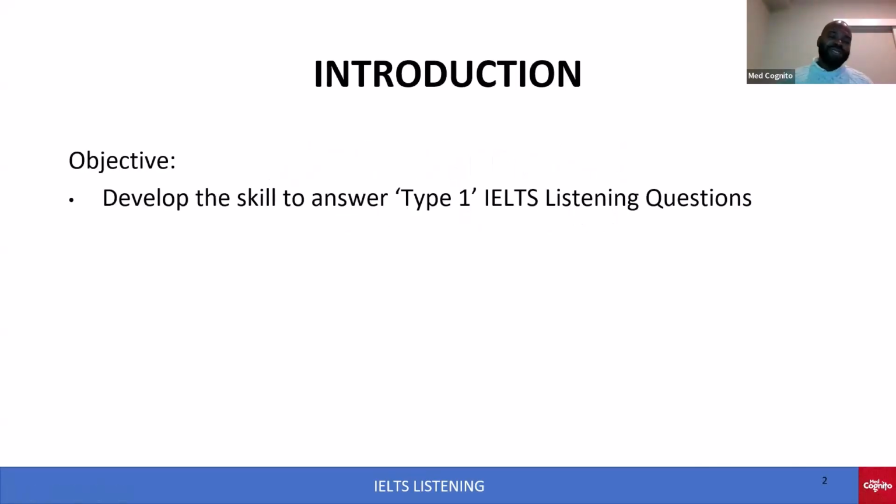At the end of today's seminar, we have only one objective. The objective is that you will develop a skill that is required to answer what I'm referring to as type 1 IELTS listening questions. It's not necessarily that the various types of questions have names, but I'm only giving it a type just to distinguish it from the other types of questions that are asked during the IELTS listening test.